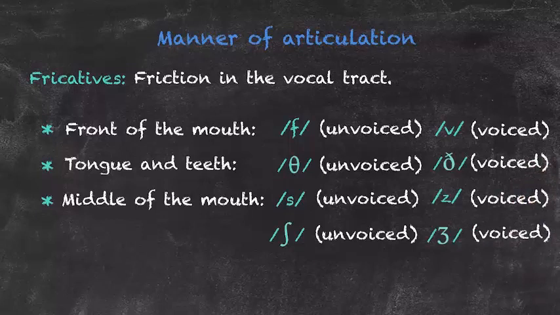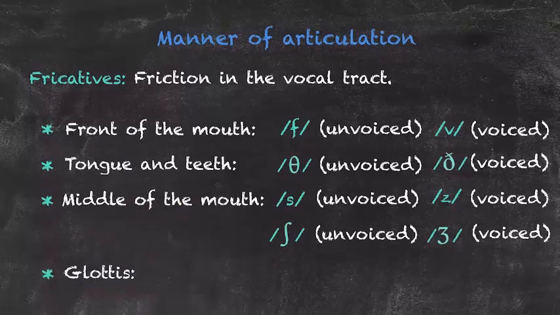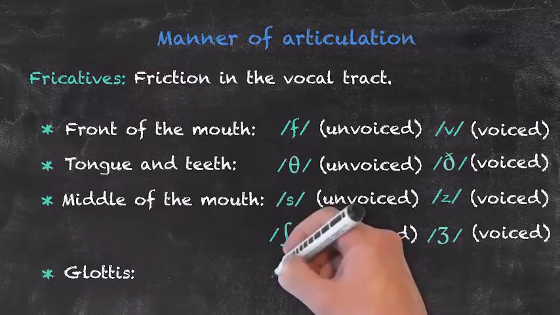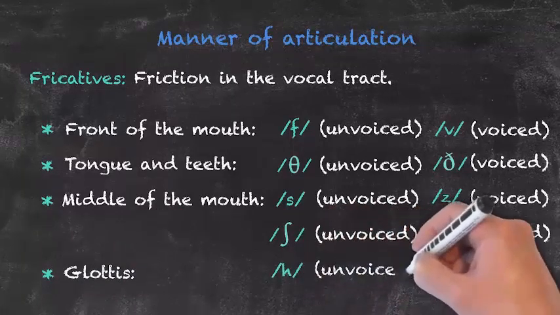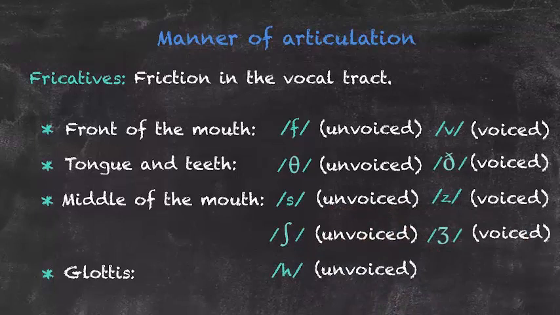Then we have our sound that is into the back, and that is in the glottis. It's the h sound. That aspiration becomes a lot more audible when we have what are called the glottal languages, being German, to a certain extent Dutch, and certainly our Arabic languages.